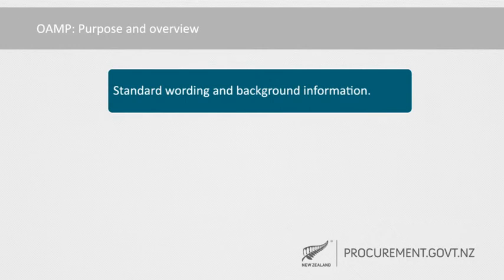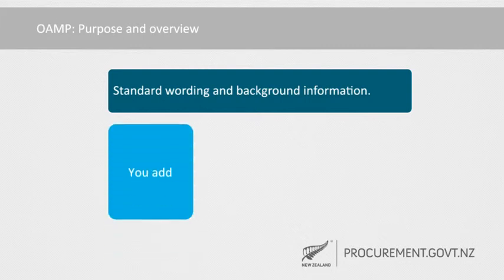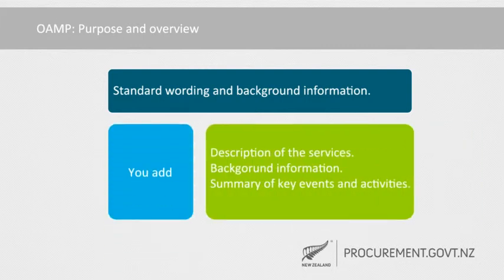The majority of this first section provides standard general information about what the Outcome Agreement Management Plan is and what it's used for. You add a description of the services, some information about the background to the agreement, and a summary of the key details. It's important that the information in this section matches what is in the outcome agreement.